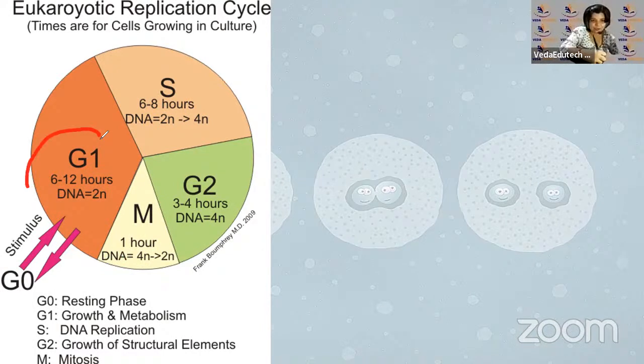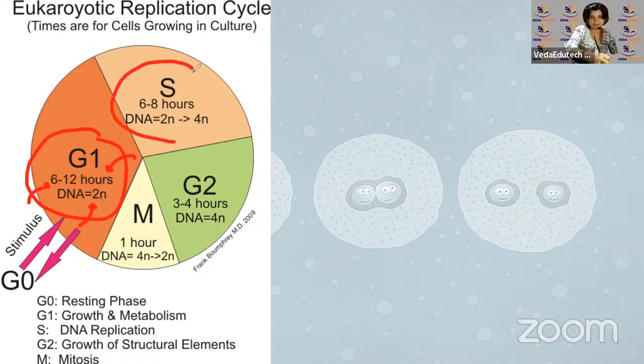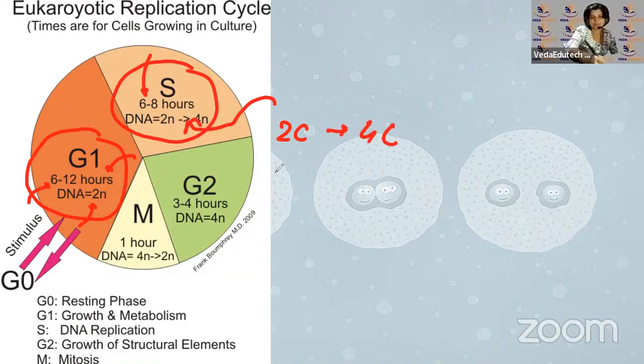G1, like I told you, is the most variable, it takes between 6 to 12 hours. DNA is doing, right? In S phase, the cell takes 6 to 8 hours, anywhere in between, depending on what type of cell it is. Here the DNA content would double from 2C to 4C, right?